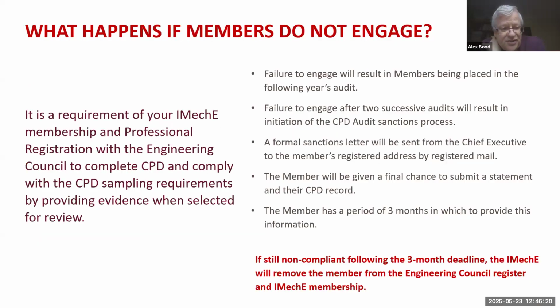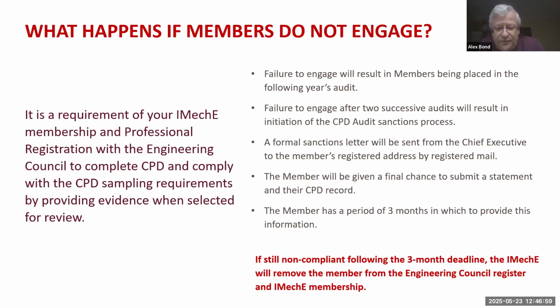So turning to the stick side of things, as I say, Engineering Council has stipulated that where registrants fail to engage with the sampling process, we will have to take sanctions. So what happens? Someone who fails to engage will be automatically placed into the following year's audit. If they failed to engage after 2 successive audits, that's when the sanctions process really kicks in.